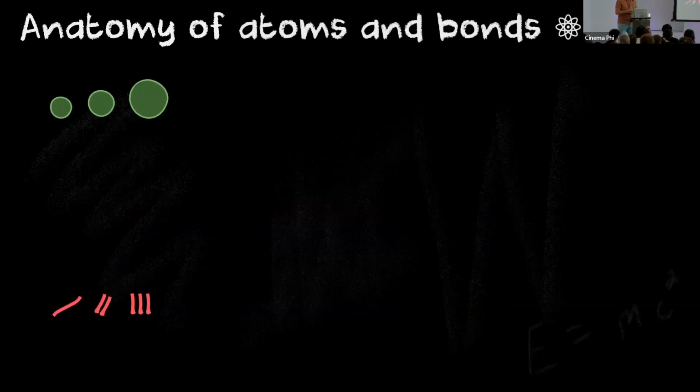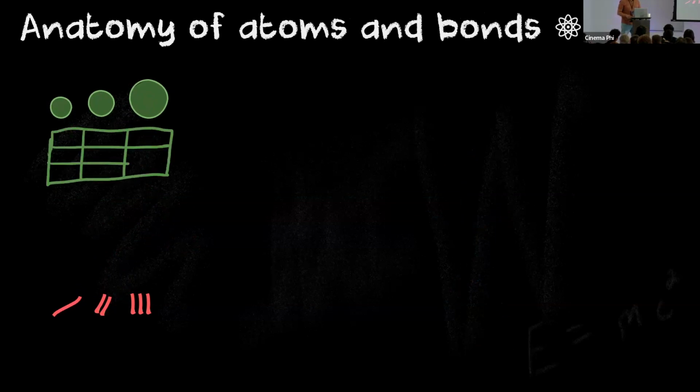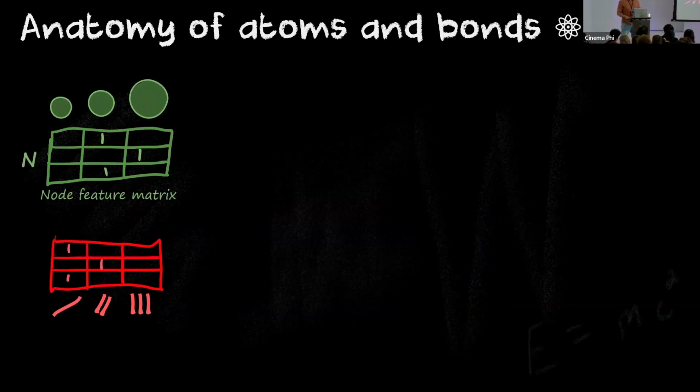So now let's look at the anatomy of the atoms and bonds, and how do we represent that? We talked earlier about the node feature matrix and the edge feature matrix. These are represented such that you have as many rows as there are nodes for the node features and as many rows as there are edges for the edge features. One simple way of representing them is one-hot encoding. For example, you have a limited number of atoms and a limited number of possible bonds.